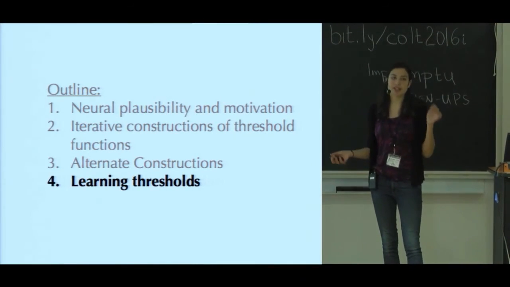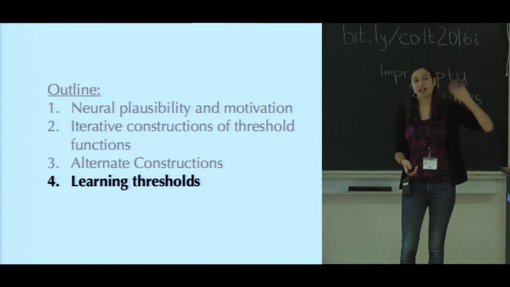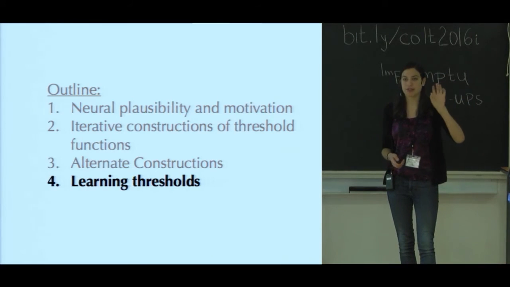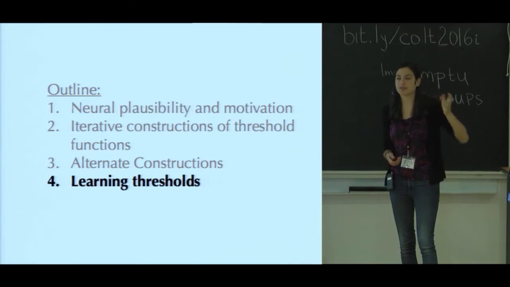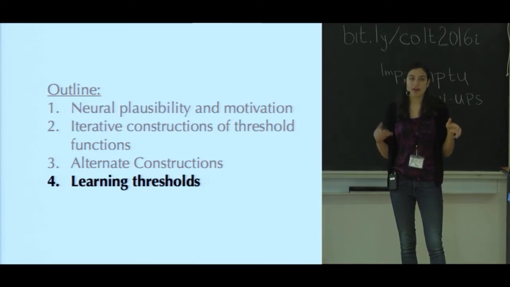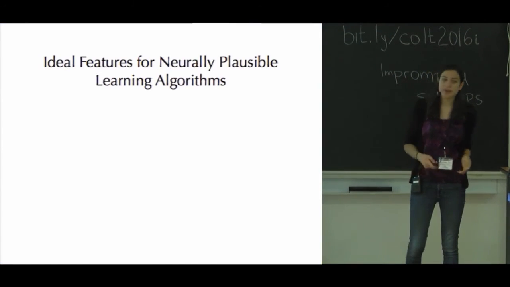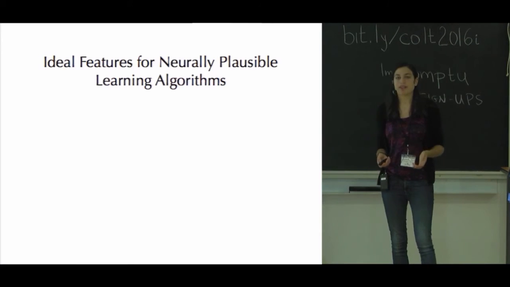Finally, for the last couple minutes, I'm going to go into questions about learning thresholds. Previously, I showed that if you gave me an n and a threshold t, I could construct an iterative tree such that the high-level item is going to represent that t threshold function. But now, what if instead you just give me a set of labeled examples that are coming from a threshold function, but you don't tell me what t is? Can I still create this tree? If we were able to do that, we'd want to do that in a neurally plausible way.